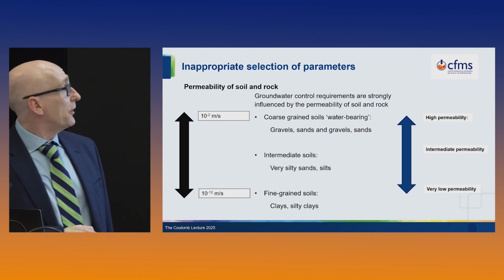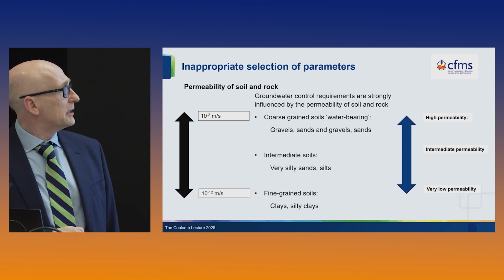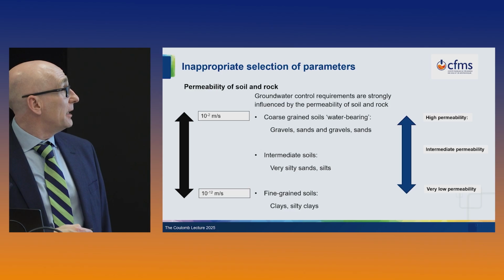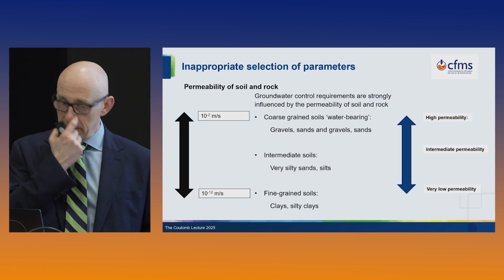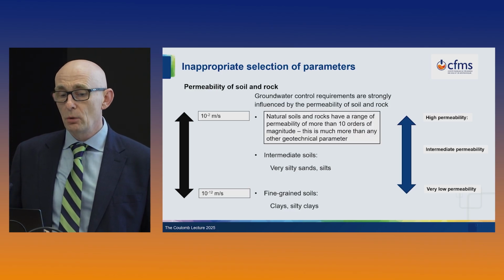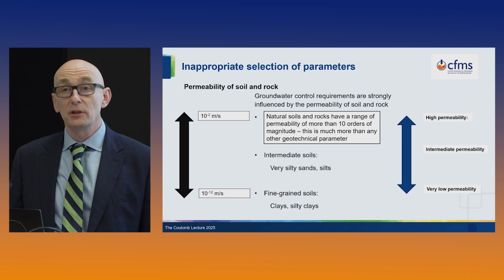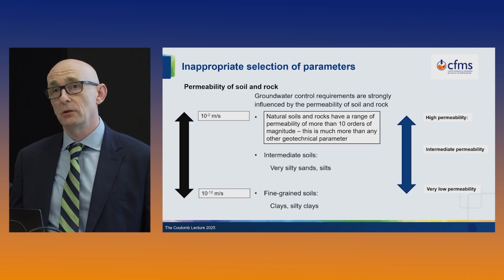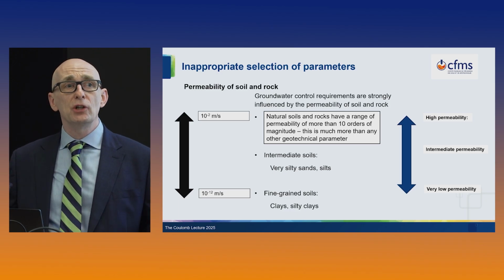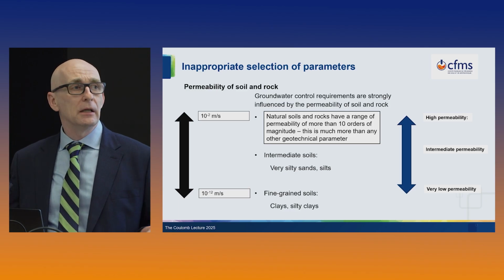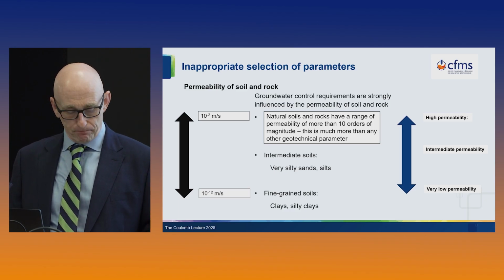In natural soils at the other end, we have very low permeability, with clays and silts, and we get down to 10 to the minus 12 meters per second. And so natural soils have a range of permeability of probably more than 10 orders of magnitude. I don't think there's any other geotechnical parameter that has remotely the same range.